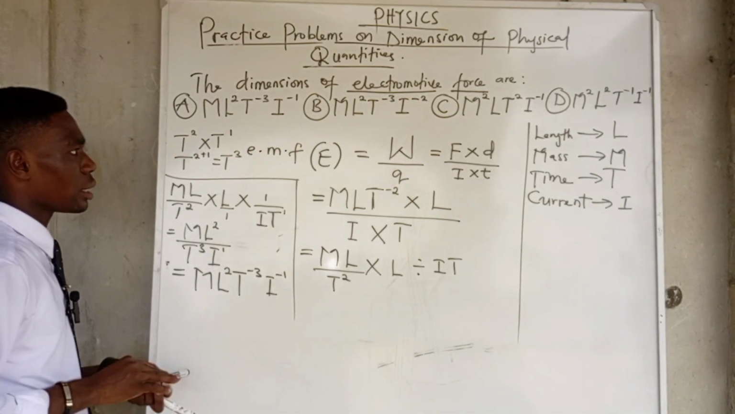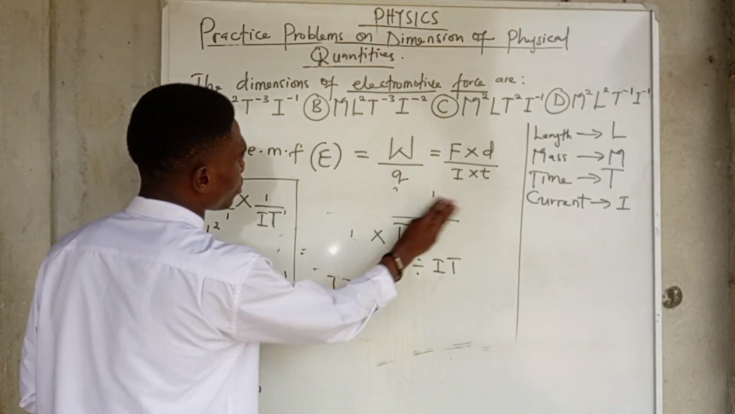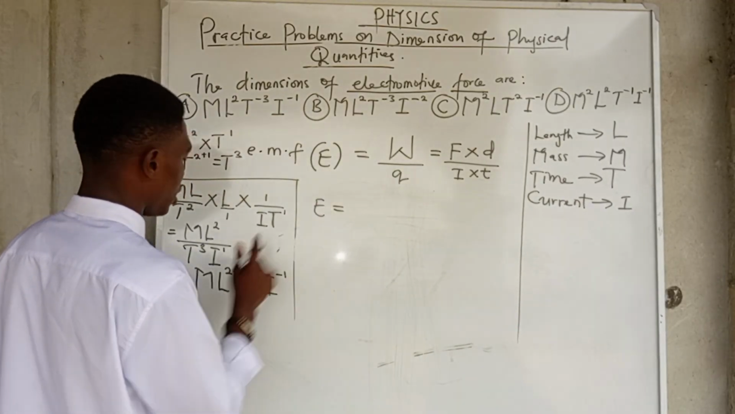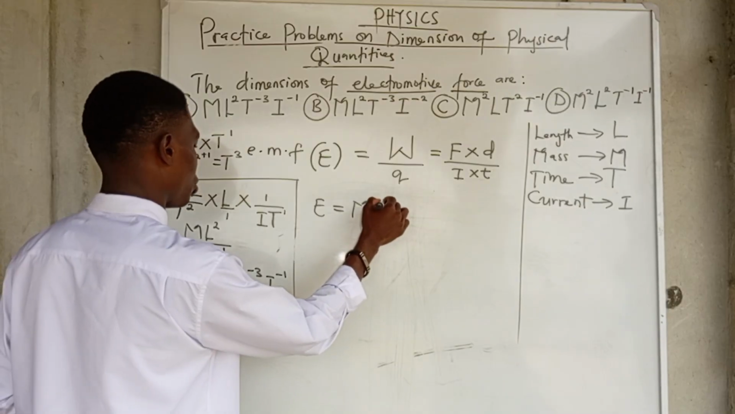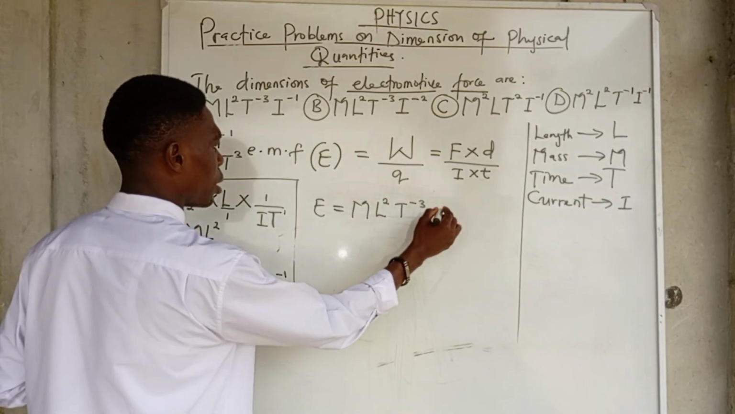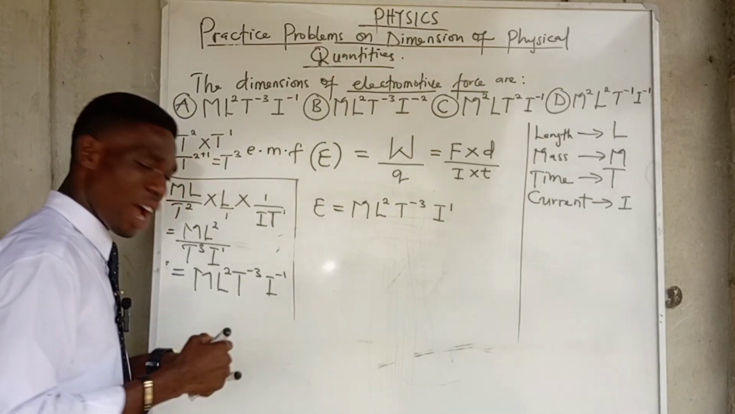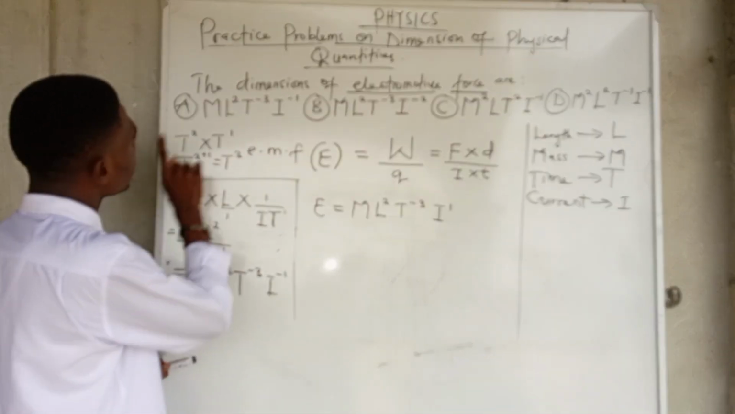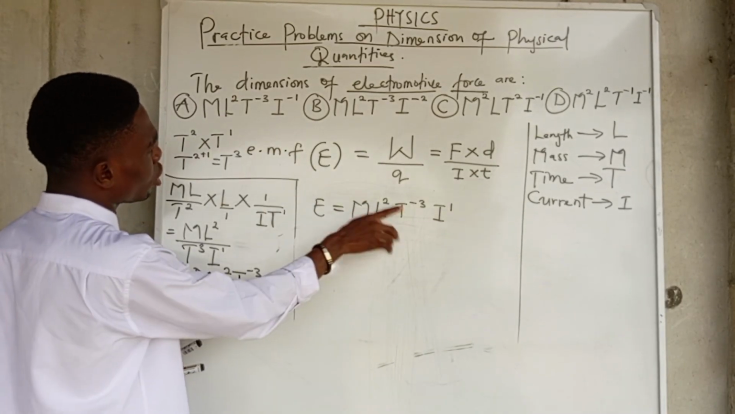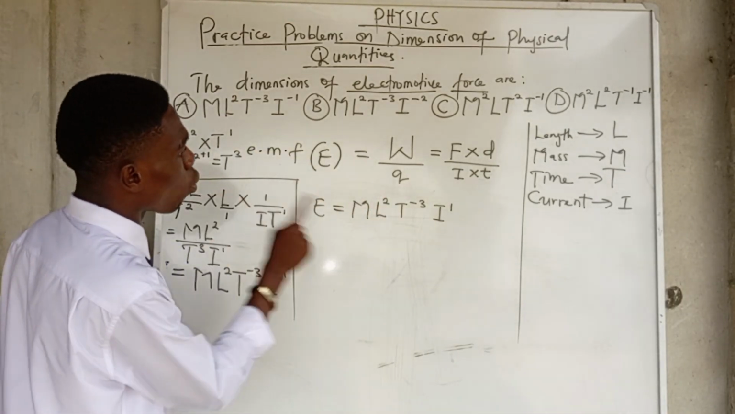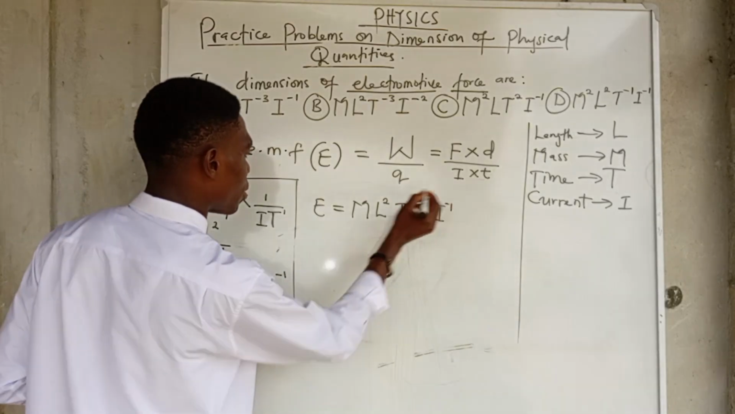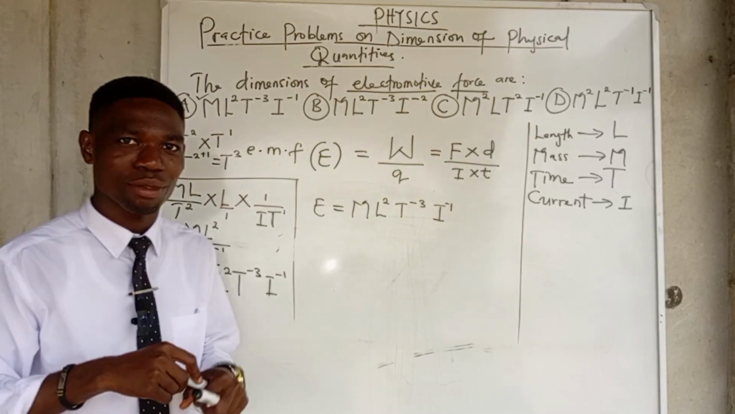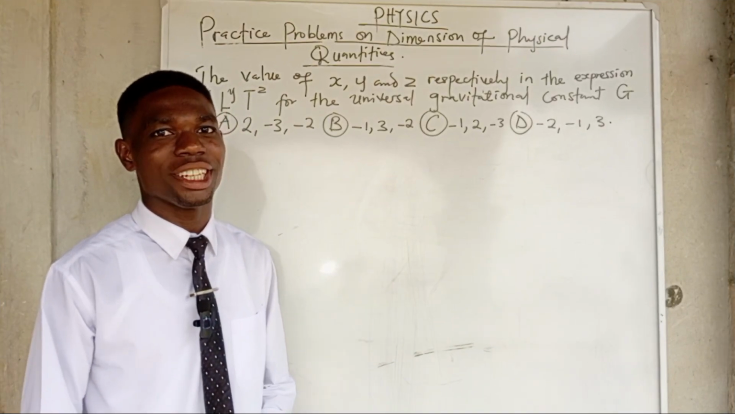And so it means that the dimension of EMF E is now M L squared T to the power of minus 3 I to the power of minus 1. So let's go ahead to check which option contains this. All right, M L squared T to the power of minus 3 I to the power of minus 1. Okay, I did not put that this is minus 1. All right, so minus 1, and obviously option A is the answer. Very simple, right? The next question.